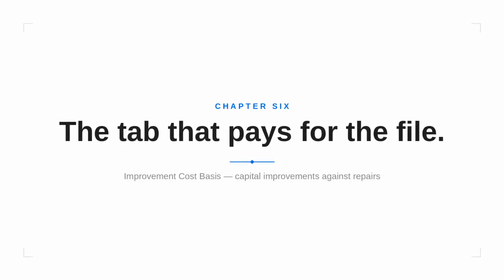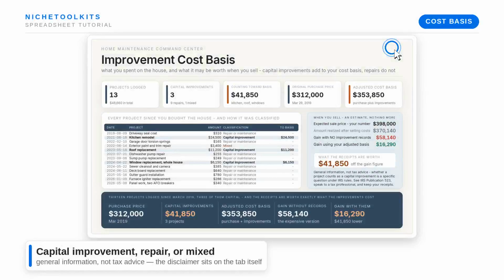Chapter 6. Improvement cost basis, and one thing that has to be said out loud first. This is general information, and it is not tax advice. Whether a project counts as a capital improvement is a specific question under the tax rules, and it is one for a professional. The sheet says exactly that, on the tab. What the file does is keep the record.